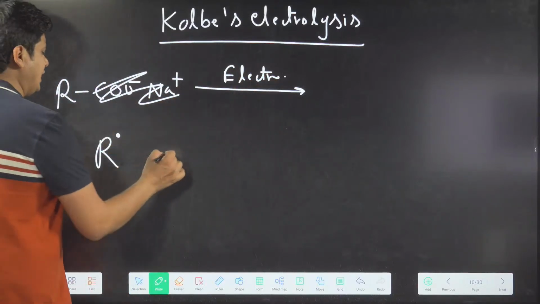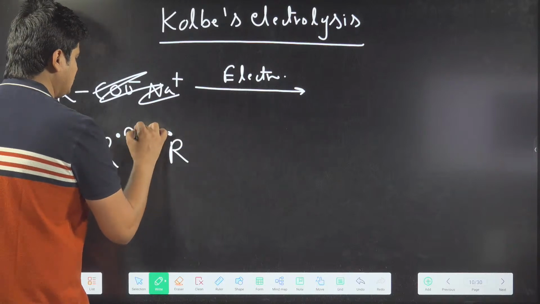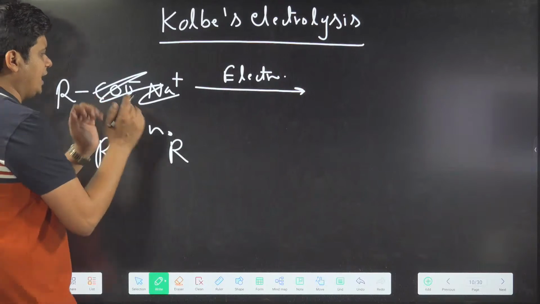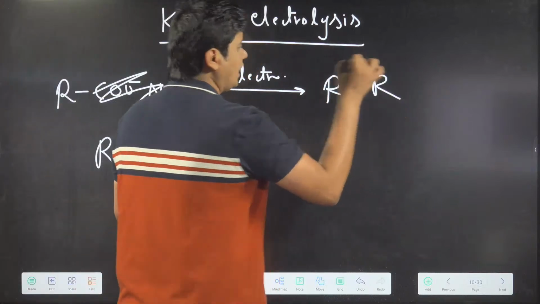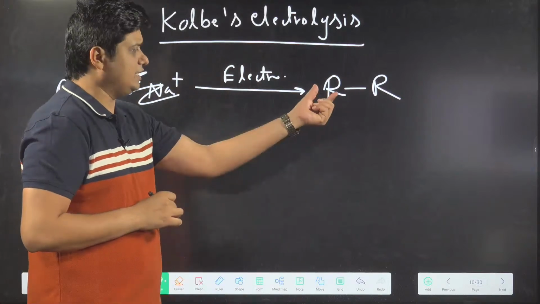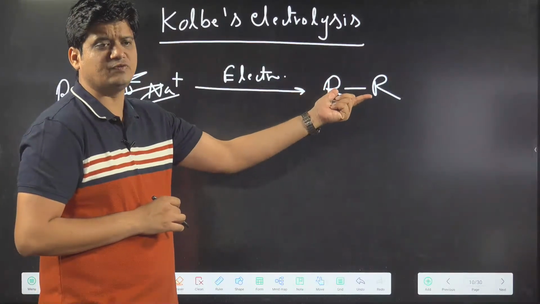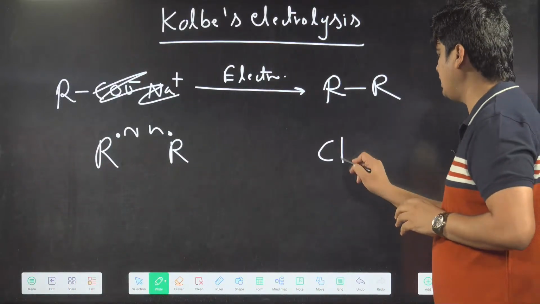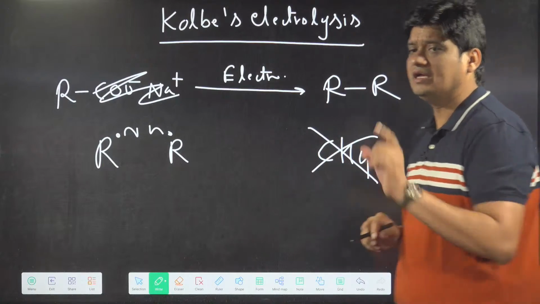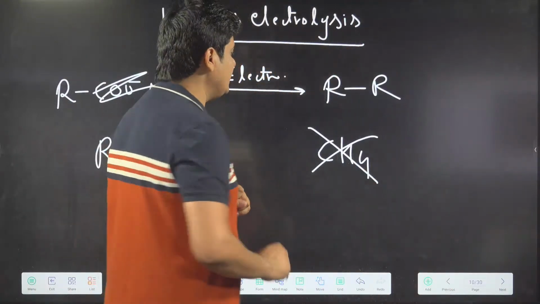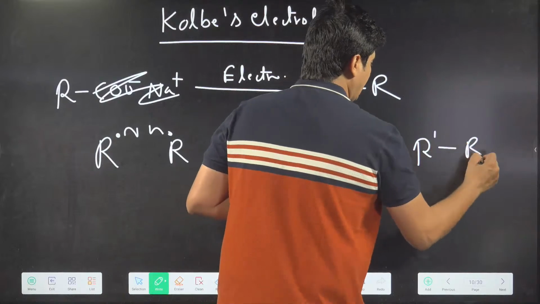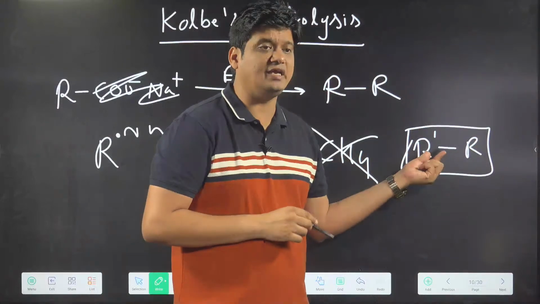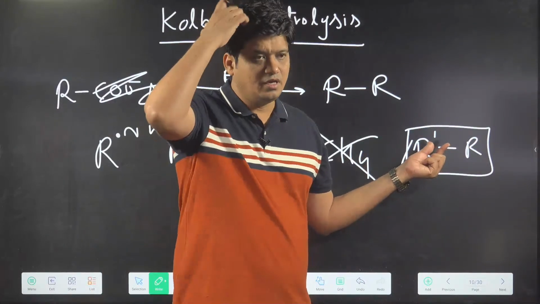Now you know if radicals are there, they have a tendency to couple, to combine. So write one more radical, combine both of them. What product is formed? RR is formed. The story is the same as Wurtz. In this case also, methane cannot be prepared, and it is not preferred for R prime R, meaning unsymmetrical alkanes. I am not saying it cannot be prepared, I am saying it is not preferred. Is it okay or not?